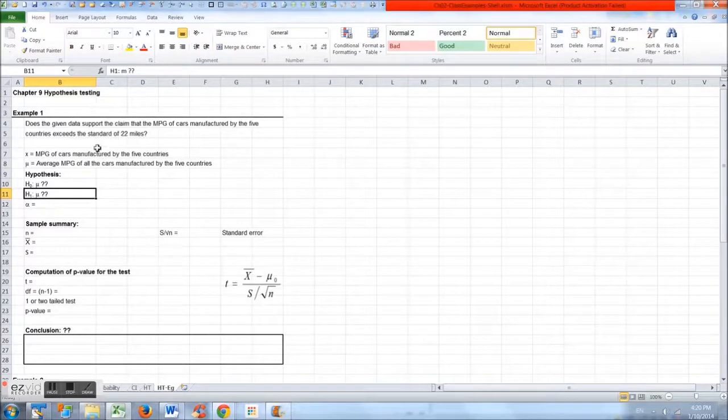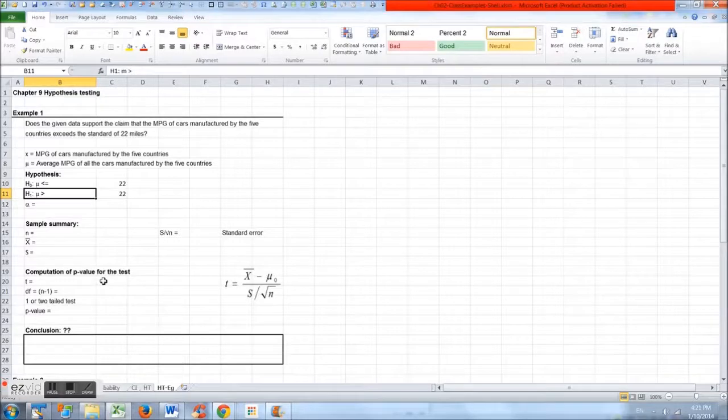The condition that we want to prove should go in the alternative hypothesis. So here we want to prove whether the average MPG exceeds the 22 mile standard. So mu is greater than 22. We put the value 22 in a separate cell so we can use it in a formula. So that makes the null hypothesis the opposite of the alternative: mu less than or equal to 22.